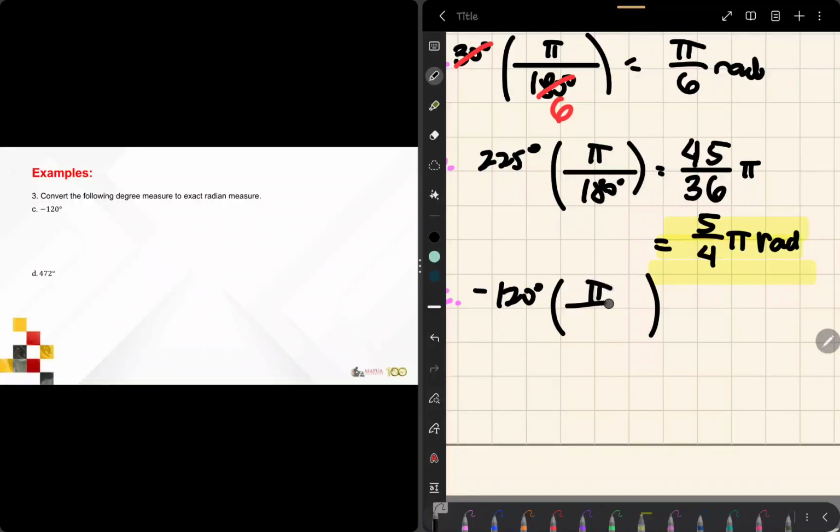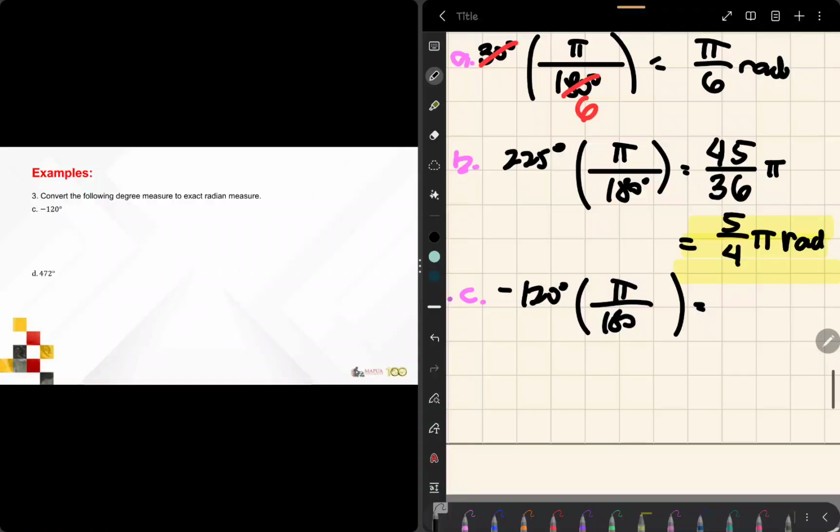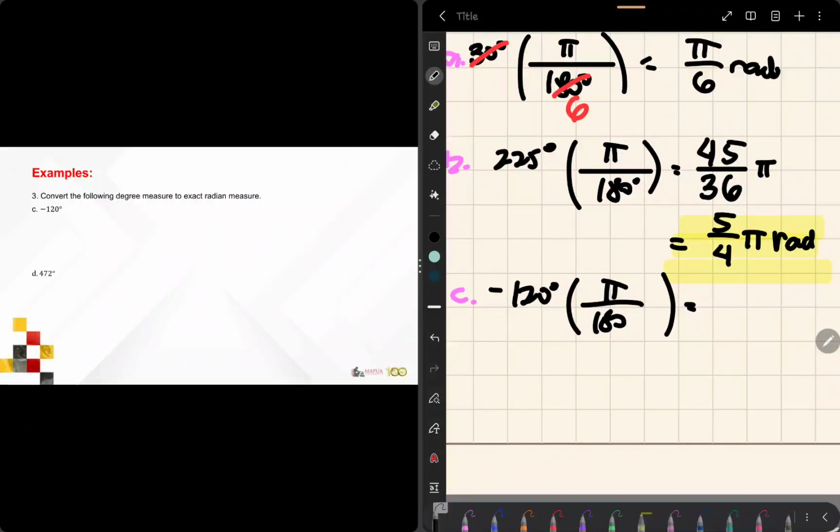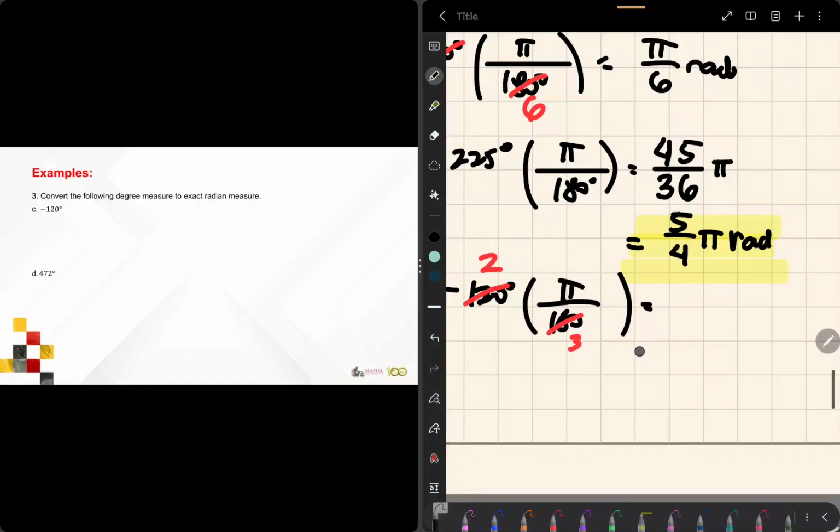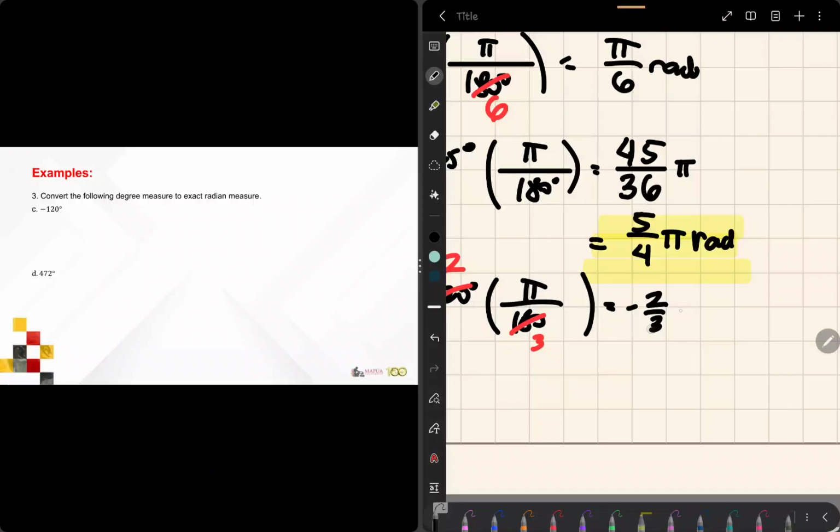So again, we have pi over 180. So we will get 120 degrees over 180 degrees. We can divide them both by 60, giving us 2 over 3. So we will have negative 2/3 pi radians.